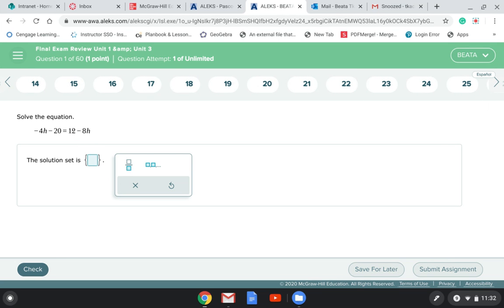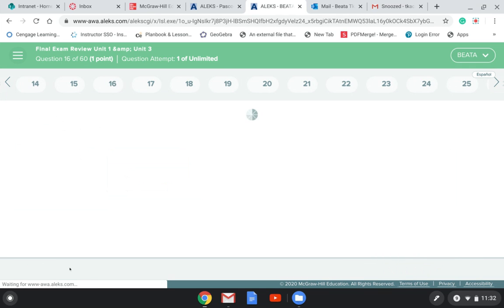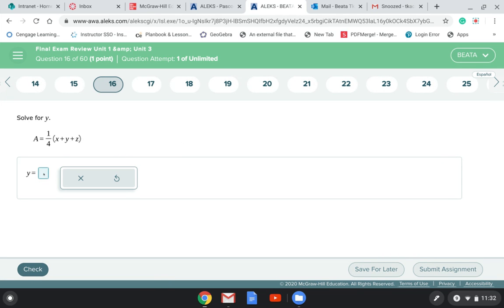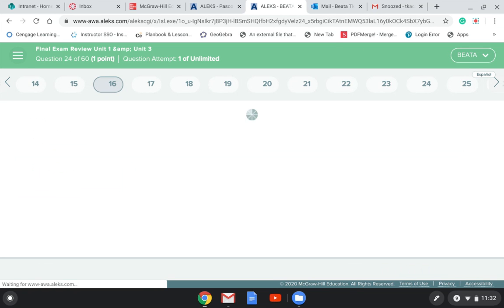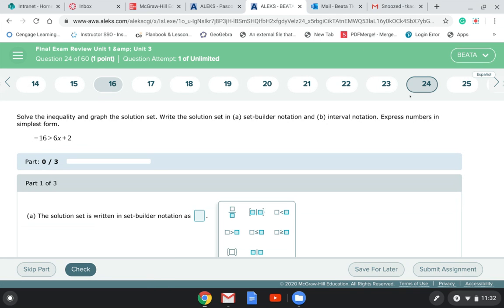First of all, you're going to be ready for the exam. But most important, you'll know exactly how to enter those questions on ALEKS. Here you have to solve for y. Again, you want to practice those types of problems. As you see, this is the unit 1 and 3 review together, so that's why you have 60 questions, but it has a lot of information.